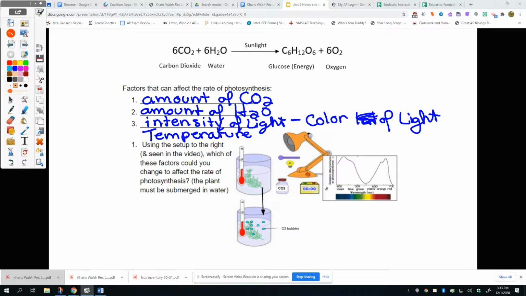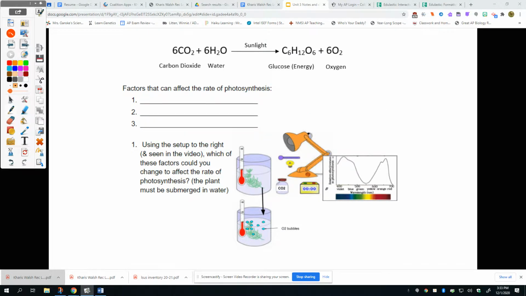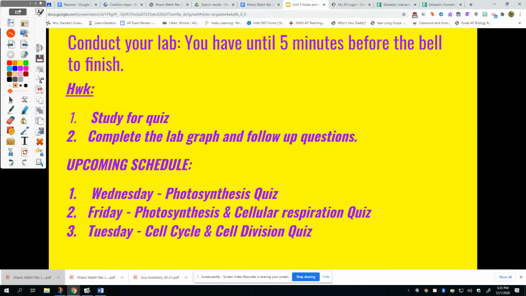All right, well, if y'all have any questions about photosynthesis, let me know, and I will respond to any emails that you send or questions that you post on Google Classroom. So reminder, you have a quiz tomorrow on photosynthesis diagram and equation, and also be working on your lab graph and the follow-up questions that will be attached to it. They'll be linked separately on Google Classroom, but please make sure that you finish those.